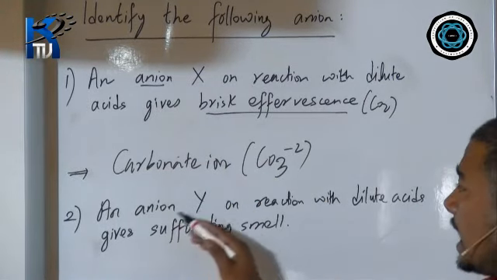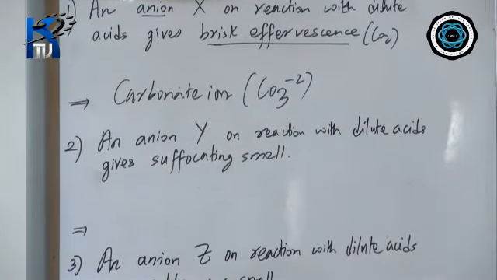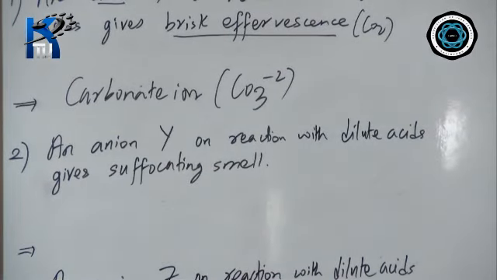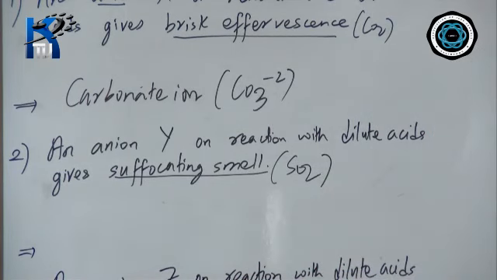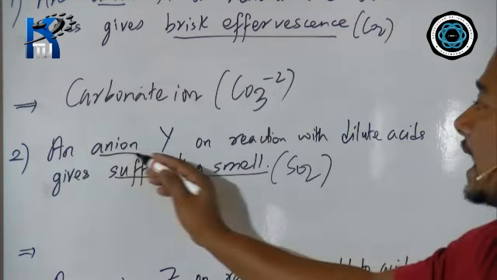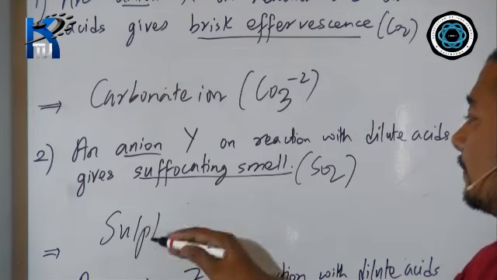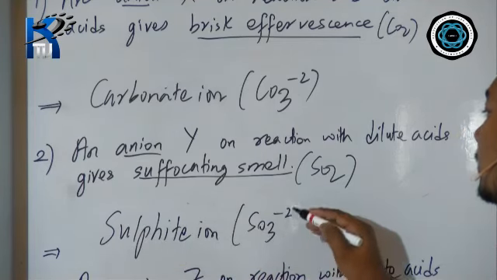Next, the anion Y on reaction with dilute acid gives suffocating smell. Again, acid is giving suffocating smell, means you have to remember the property of acid. And this suffocating smell is of what? Sulfur dioxide. Therefore, this anion Y will be sulfite ion, SO3 minus 2.